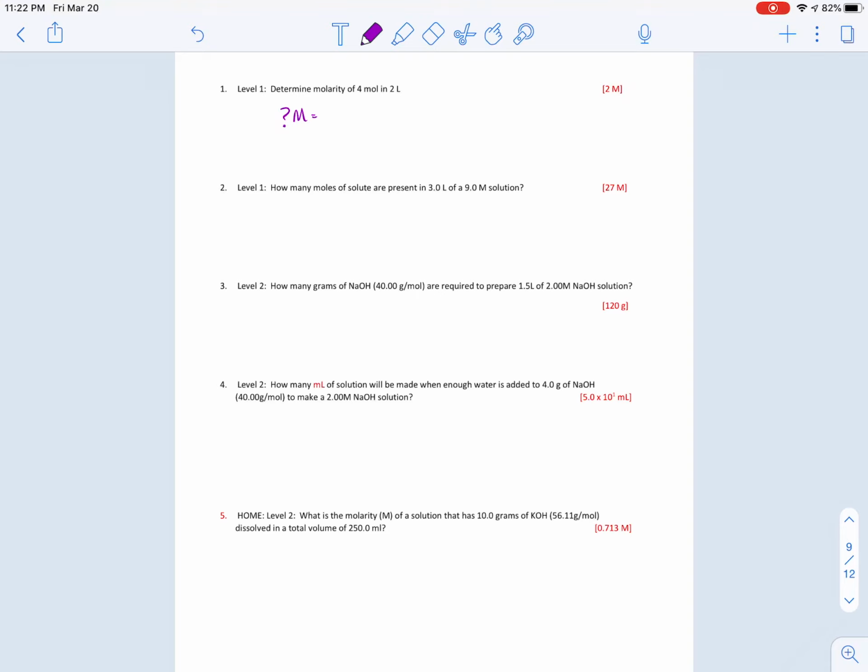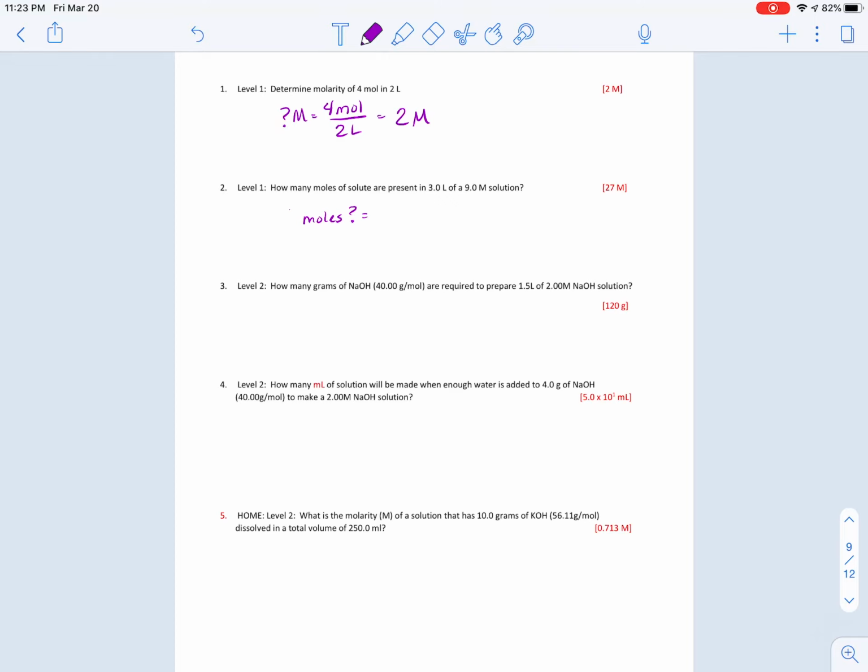All right, so question mark molarity. We know that molarity is moles per liter. It's the number of moles in a liter. This time we have 4 moles in 2 liters. You can kind of see the answer is 2 molarity.